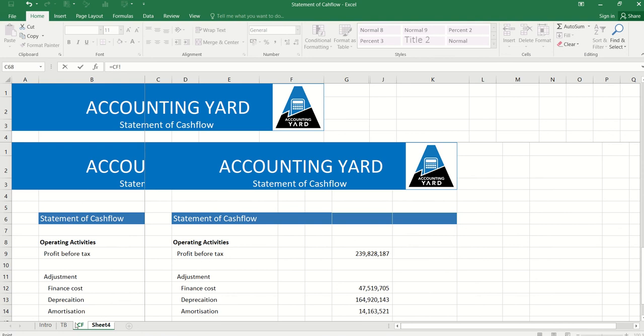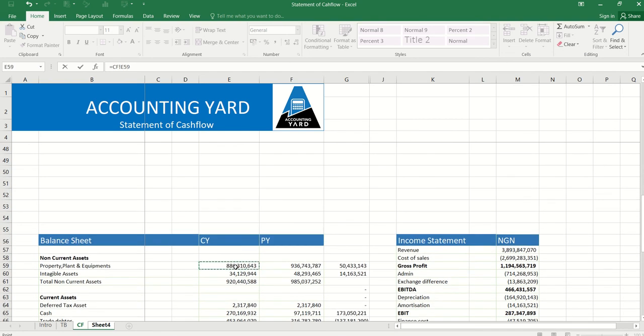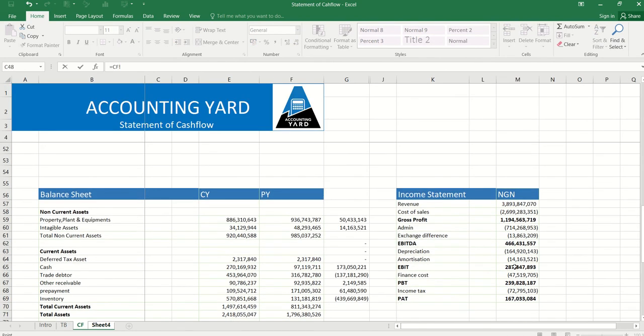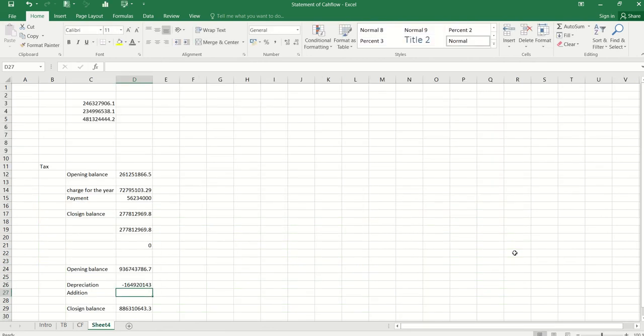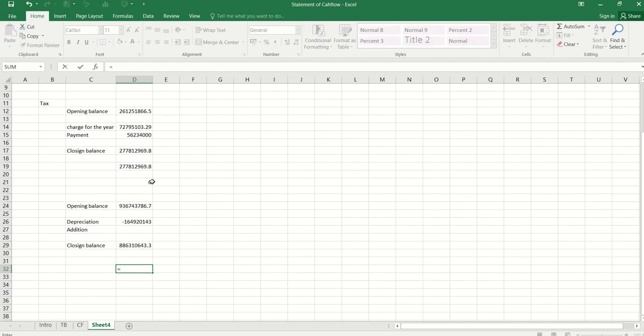The cash flow, current year depreciation, I have here. Don't forget, a depreciation will result in a reduction in net book value, right? So automatically, we know that if we add this plus our depreciation, which is already negative, plus our addition, it should give us our closing balance, which is this figure. Now, our closing balance should be 7718.